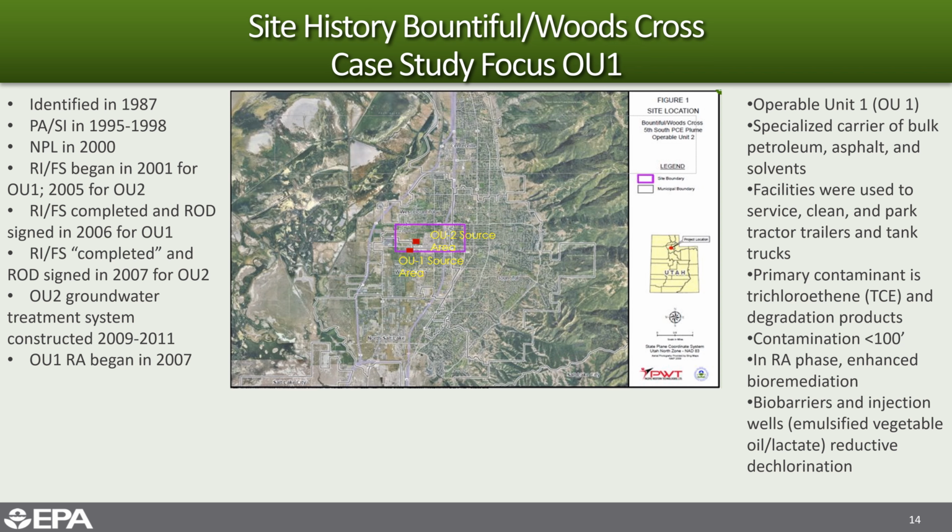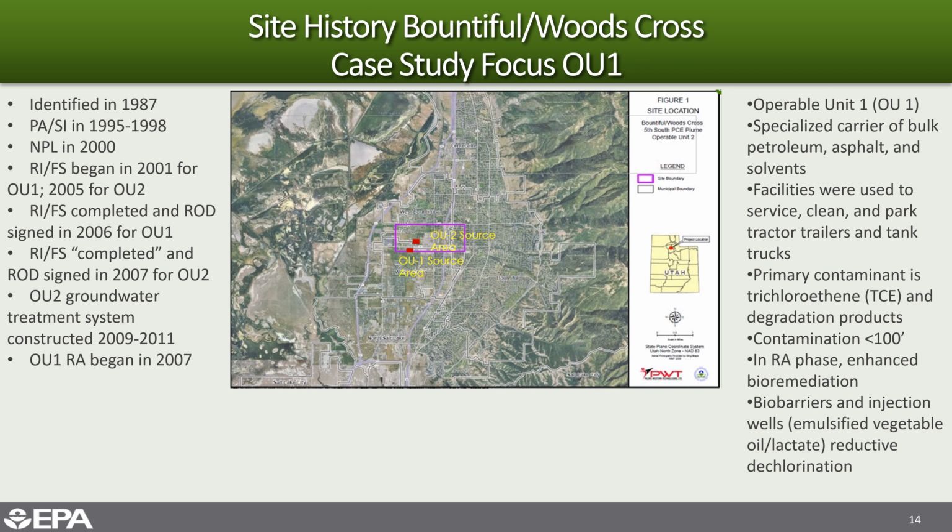Why Operable Unit 1? Well, it was a specialized carrier of bulk petroleum, asphalt, and solvents. And of course, it is really just a parking lot that you see there today, but that historical facility was used to service, clean, and park things like tractor trailers and tank trucks. And of course, the TCE, trichloroethene, was a primary parts cleaning solvent used, and therefore the primary contaminant released at the site. So we have a lot of TCE and its degradation products, cis-DCE, vinyl chloride, and ethene.